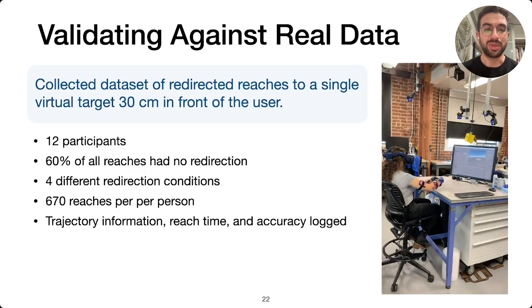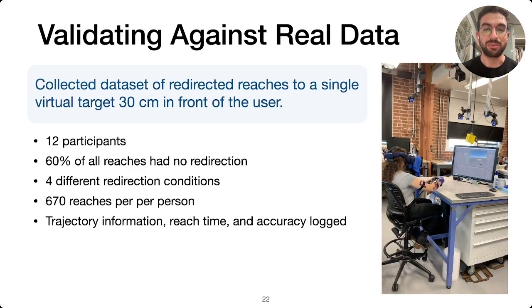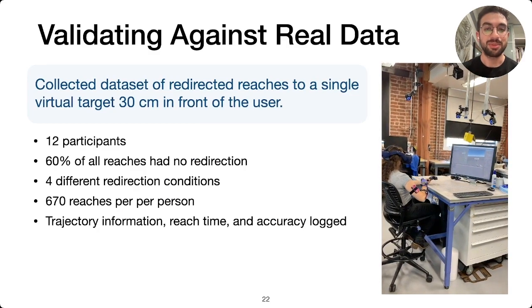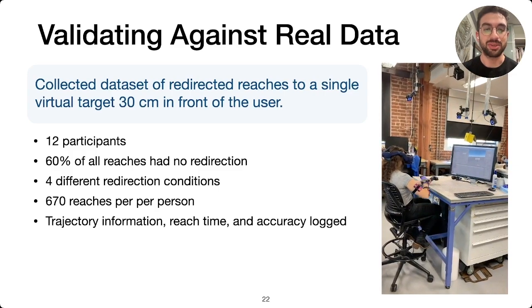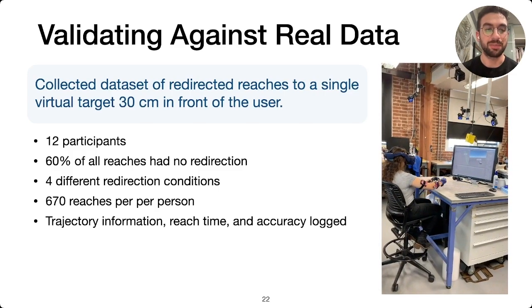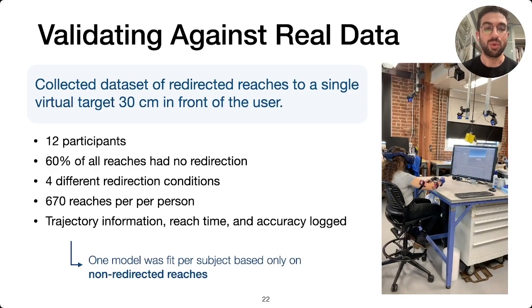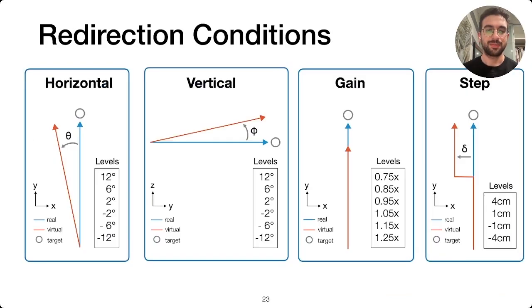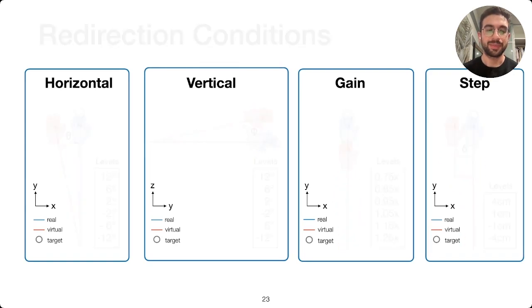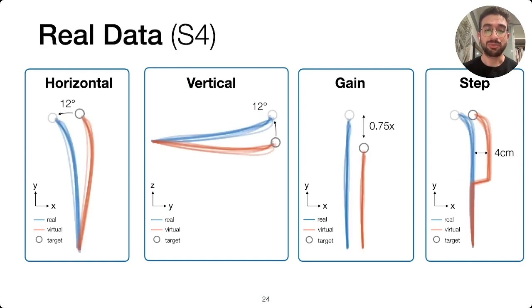To validate this model, we collected a data set of redirected reaches from 12 participants. In 60% of trials, there was no redirection, so users would generally be reaching like normal. Importantly, we fit only one model per subject, using only data from their non-redirected reaches. We tested 4 redirection conditions: horizontal, vertical, gain, and step offsets, each at the different levels shown here. Here's what one particular subject's reach trajectories looked like for the largest levels in each condition.